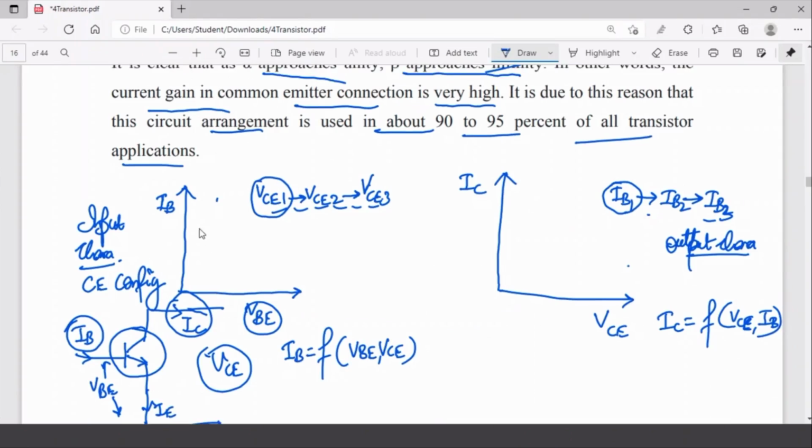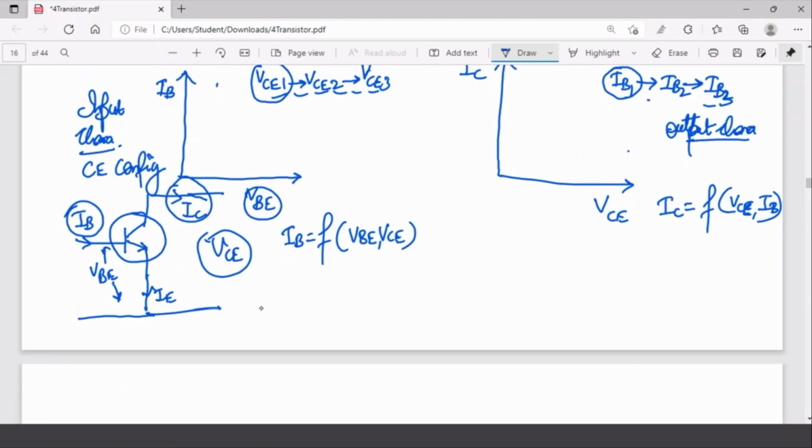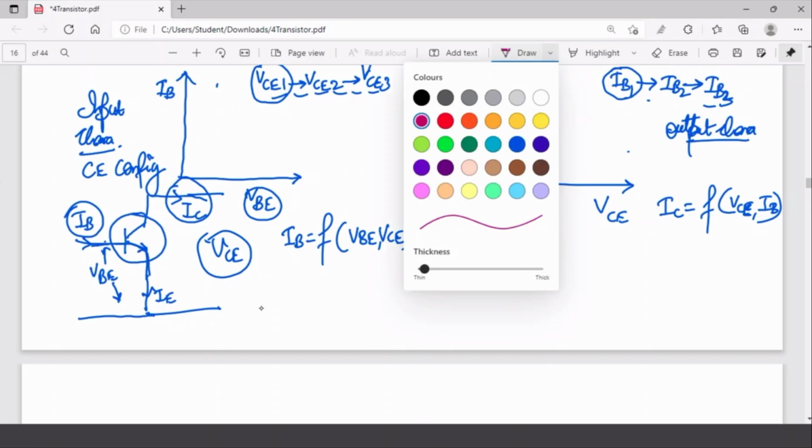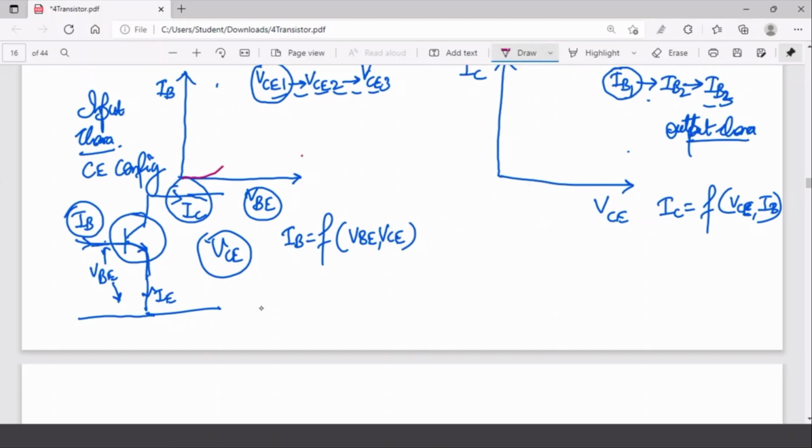Now, what will be the plot shape of IB versus VBE? We know that IB is the current flowing through the PN junction, and the voltage across it is VBE. So basically this is the current versus voltage characteristic of a PN junction diode. It will be something like this, similar to that of a forward bias PN junction diode. So this will be the IB versus VBE characteristics.